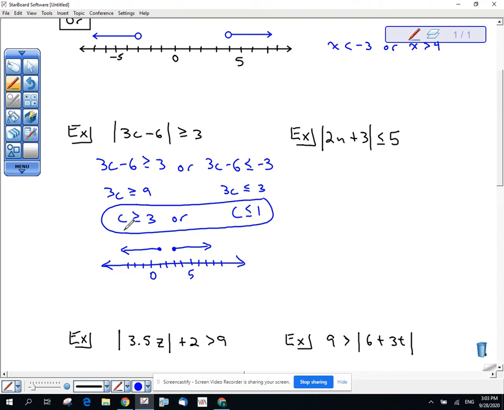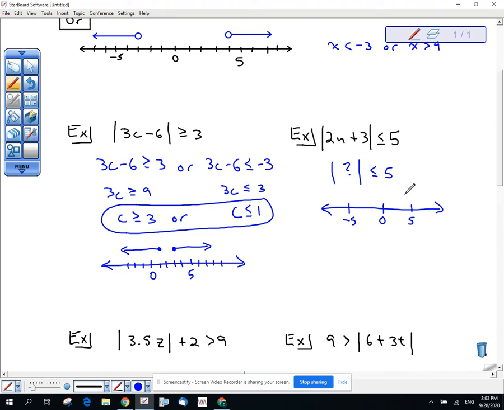Okay? Now, let's contrast that with this problem. 2n plus 3 is less than or equal to 5. Ask yourself, what, when I take the absolute value of it, would be equal to 5? Okay? Could I put 5 in? Yes. Could I put 6 in? No. So again, on a number line, where here's 0, here's 5, here's -5, when I plug in 5, it works. When I plug in 6, it does not work, so nothing this way is going to work.